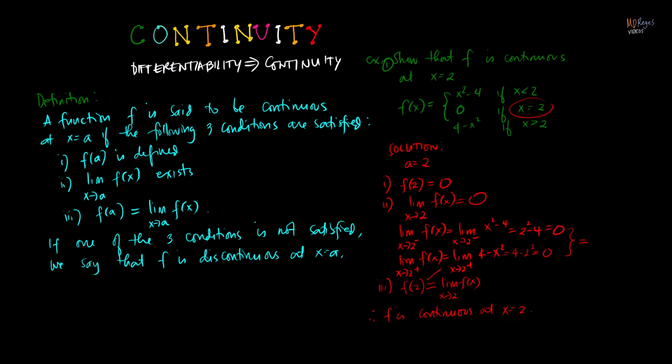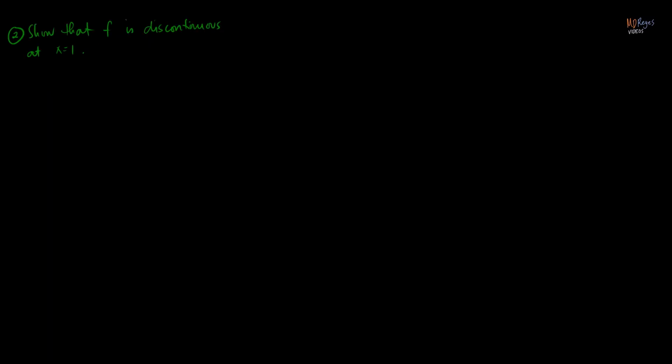Now, how do we show that a function is discontinuous at a certain number? We'll have the next example. We want to show in number 2 that f is discontinuous at x equals 1. Here's how we define f: it's equal to x squared plus 2 if x is less than or equal to 1, and 2x squared plus 2 if x is greater than 1. To show that f is discontinuous, we just have to show that at least one of the three conditions is not satisfied.